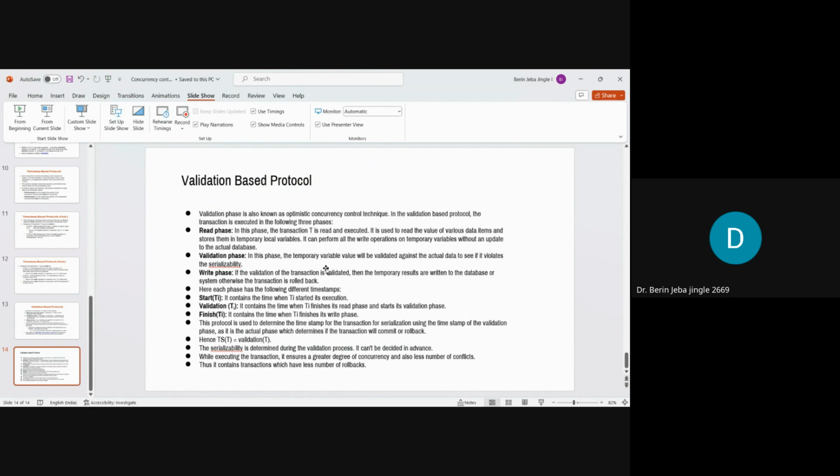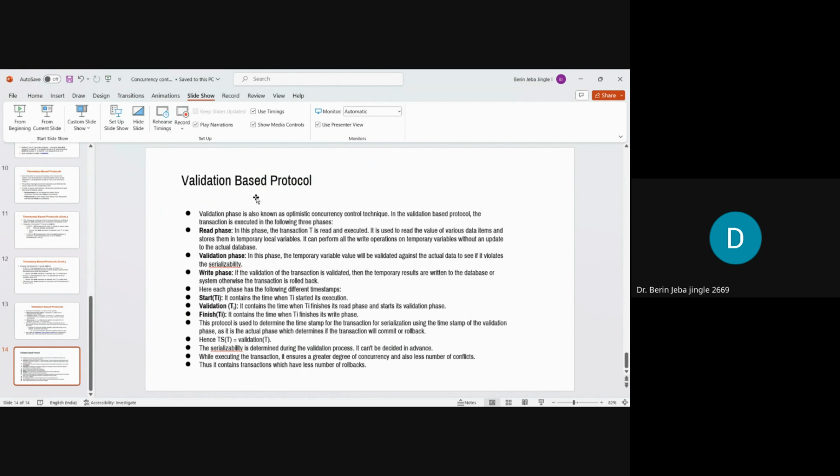Validation phase means the temporary values will be validated against the actual data to see if it violates serializability. It checks whether the locally stored temporary variables affect the actual data. Then in the write phase, if the transaction is validated, the temporary results are written to the database or system. Otherwise, it will roll back the transaction.